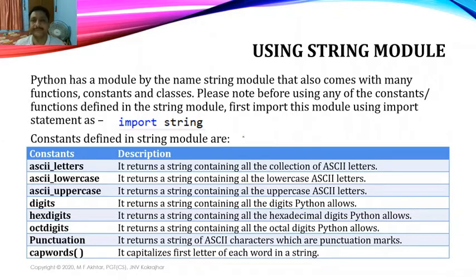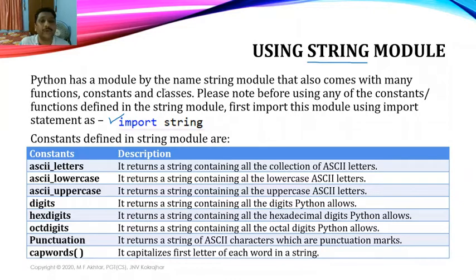Using a string module. This time we will work with a string module. Some built-in string functions we already used in our previous programs. This time we are using some advanced functions of the string module, and it is required that we use this statement at the start of the program: import string. These string functions are not available in the Python interpreter by default, but are available in the string module, so we have to use this import string statement.